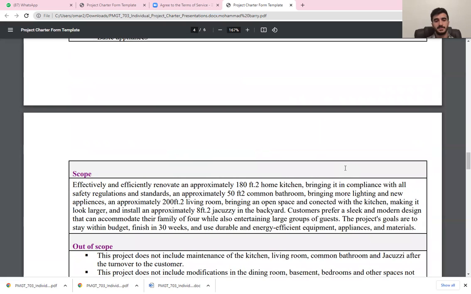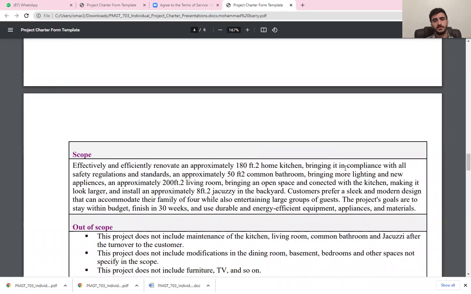The scope, as we said before, let's identify the work that's supposed to be done in the project in detail. And the reason for that, we're going to explain. So first of all, we have a home kitchen, which is 180 square feet, and a living room, 200 square feet. Both of them are going to be opened to each other to make the house, as we said, huge. And we're going to make a common bathroom of 50 square feet. And of course, we are going to dig a hole at the backyard to install the jacuzzi for 8 square feet and the fireplace. All of this is supposed to be done and finished within 30 weeks, as mentioned, and within the estimated budget for the project.